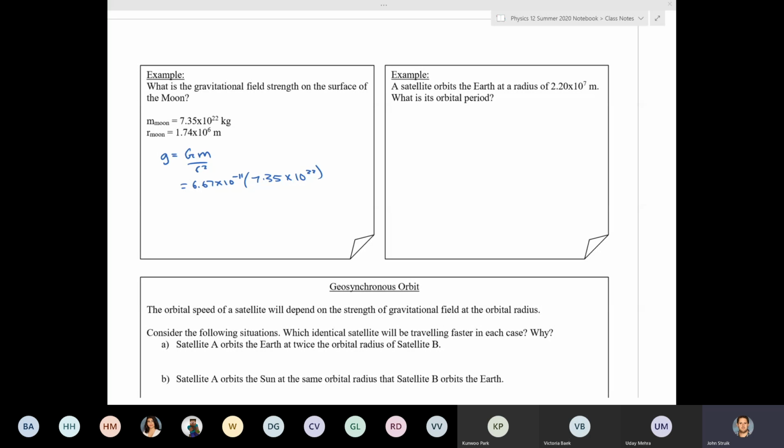How to know what? Exactly. How to know which mass is which?